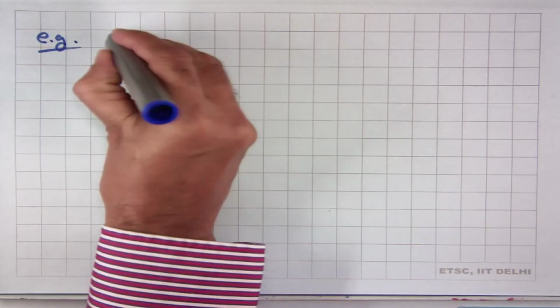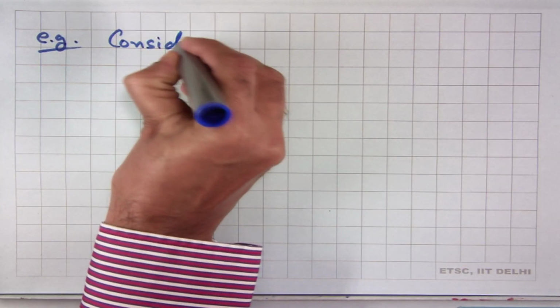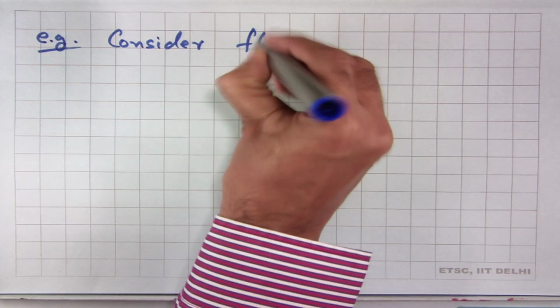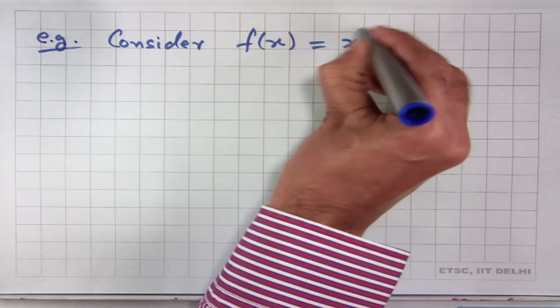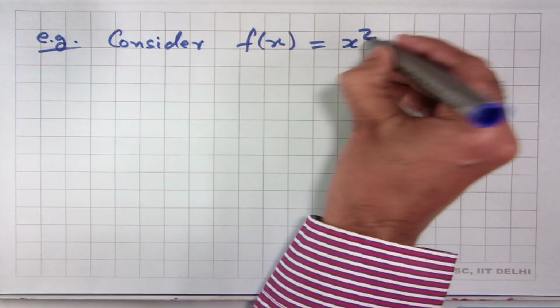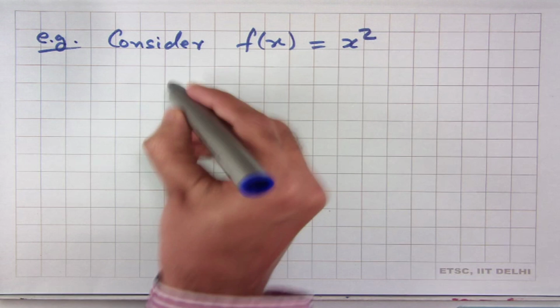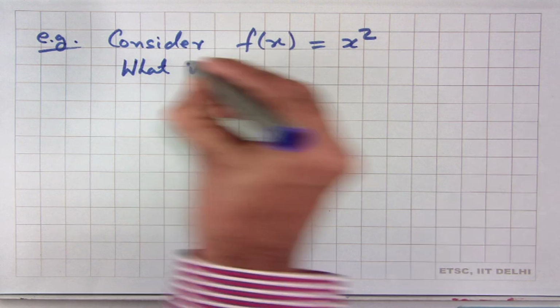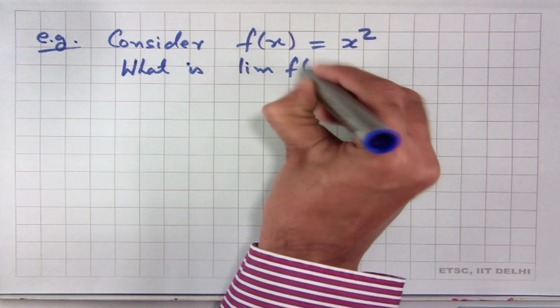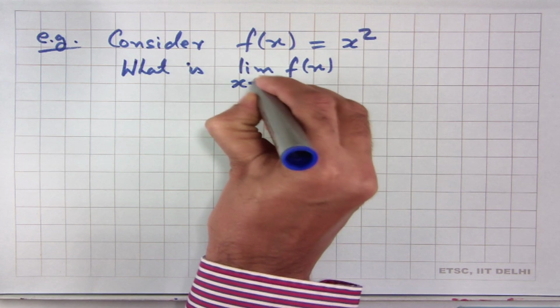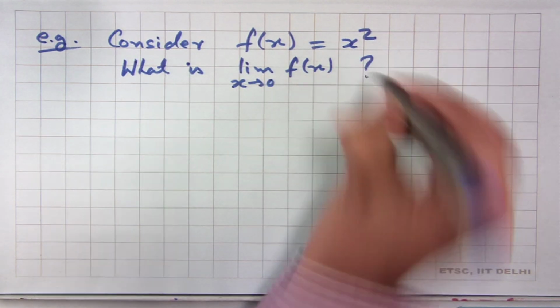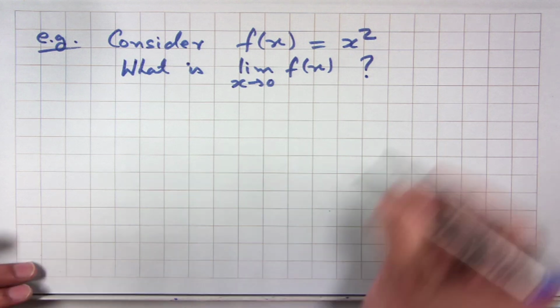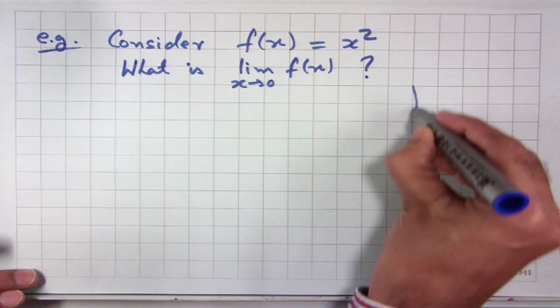So, one example, consider the function f(x) equal to say x squared. And then what is the limit of f(x) as x approaches 0? If you see this function, this is very simple, this is a parabola.